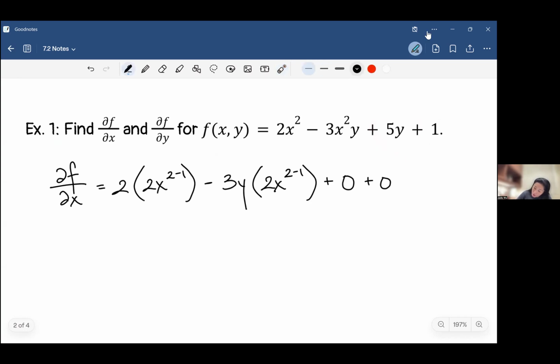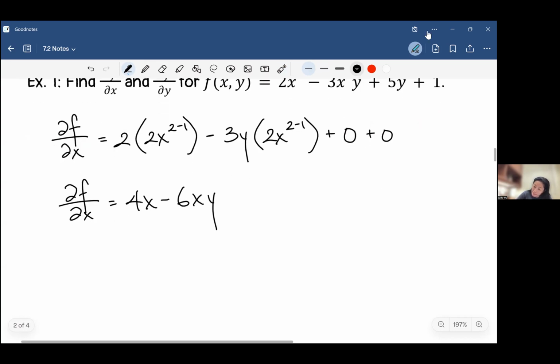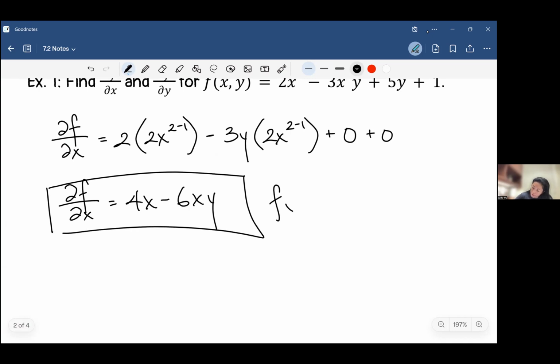So if we were to clean this up, we could say partial f partial x equals 4x minus 6xy. And I get the 6 from the 3 times 2. So we like to clump all of our constants together. We usually go in alphabetical order, and we have an x and then a y. Okay? Now, this we could also say is our f_x, right? That's the other way of saying a partial with respect to x.